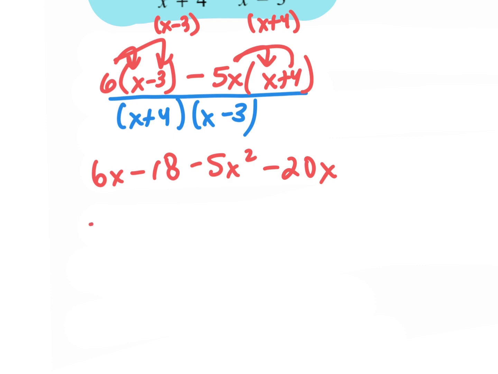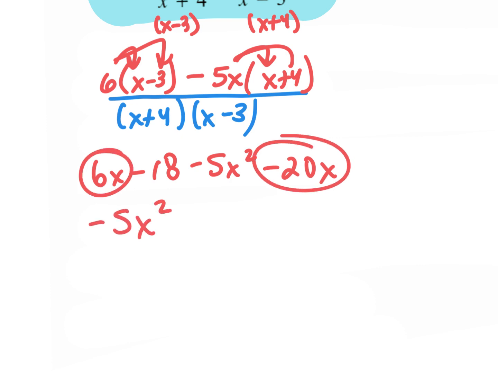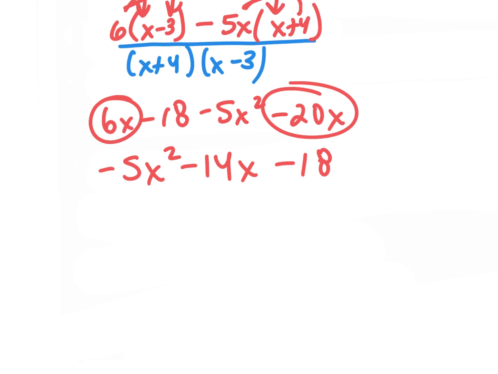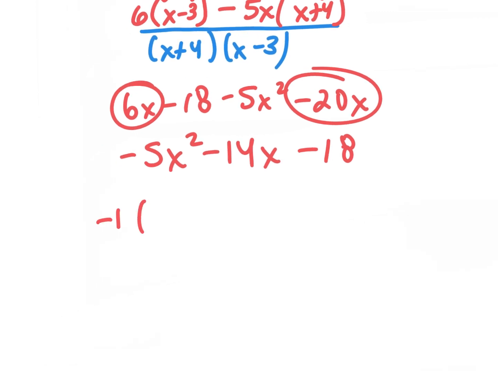Okay. So negative 5x squared. What does this become? Negative 14x. Agreed? Okay, and then what? Minus 18. Can we factor this? What can we take out, first of all? A negative 1, right? So this becomes 5x squared plus 14x plus 18.